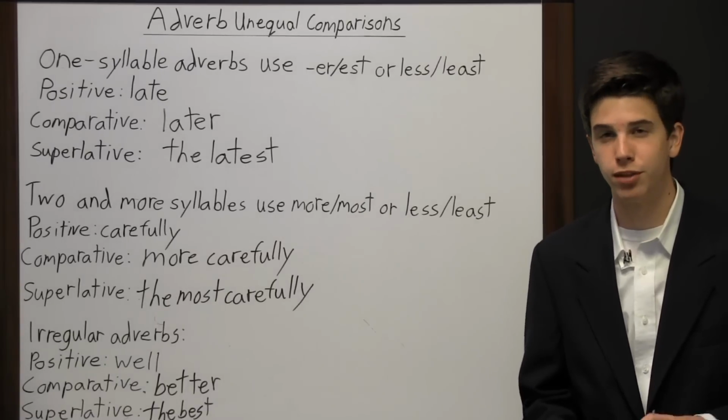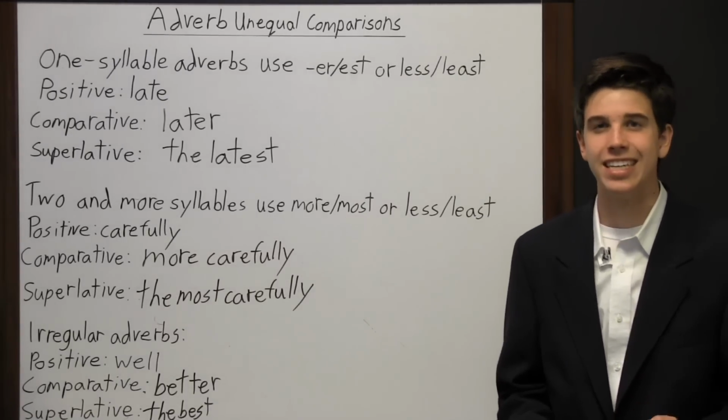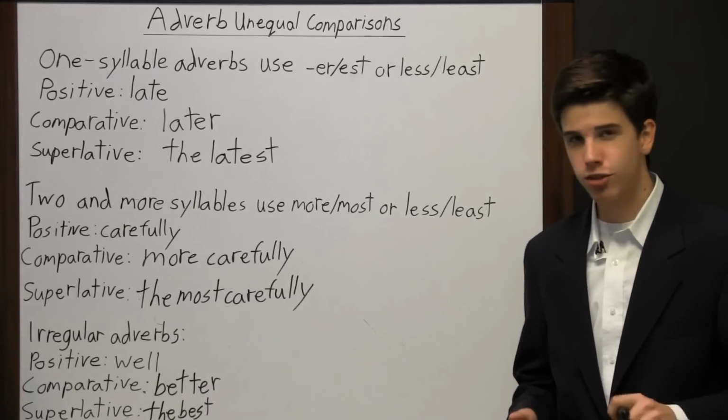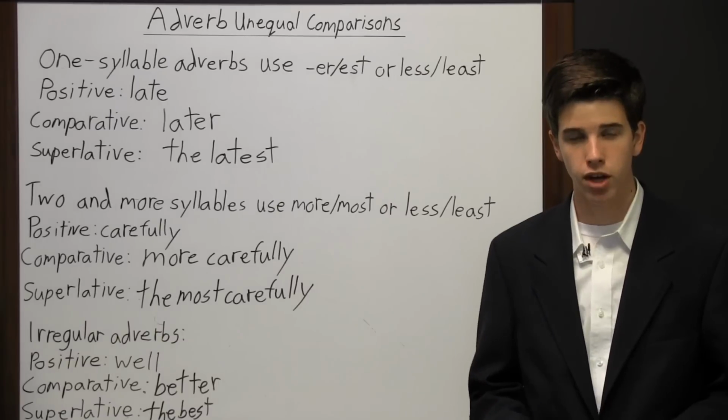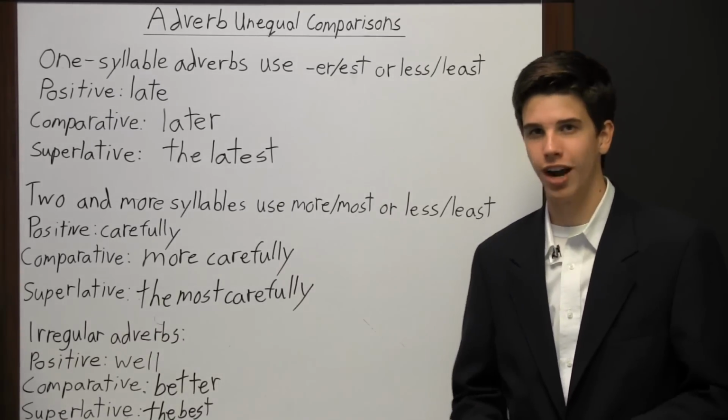So again, adverbs can be used to compare and contrast dissimilar actions. And we use the comparative form when we're comparing two actions, and we use the superlative form when we're comparing three or more actions.